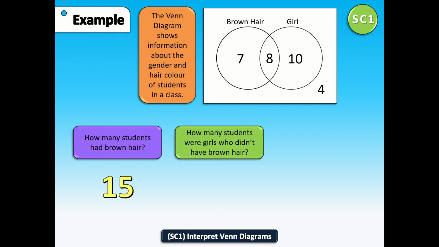How many students were girls who didn't have brown hair? So that's everything inside the girls circle, but that's outside of the brown hair circle. So that's 10.